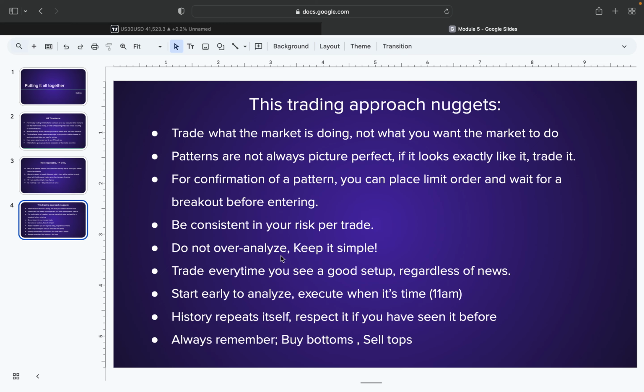The second point is, perfect patterns are not always picture perfect. If it looks exactly like it, trade it. Yeah, I've said this over time.